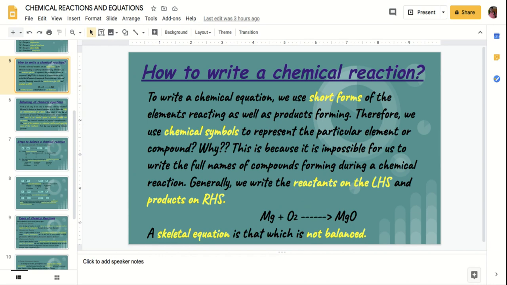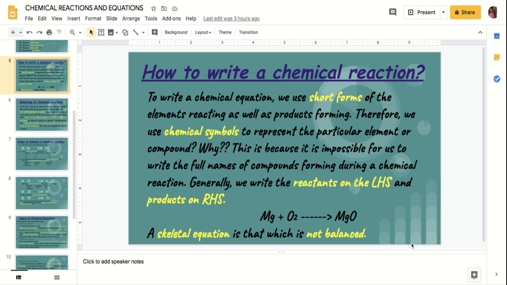Now comes the question, why? Why at all do we need to use chemical symbols? This is because it is impossible for us to write the full names of compounds forming during a chemical reaction. Now that's a bit of information. Generally, we write the reactants on the LHS and products on the right hand side. That is something we have already discussed. Firstly, we have taken an example, that is Mg plus O2 gives us MgO. Now this example you will also find in your book.